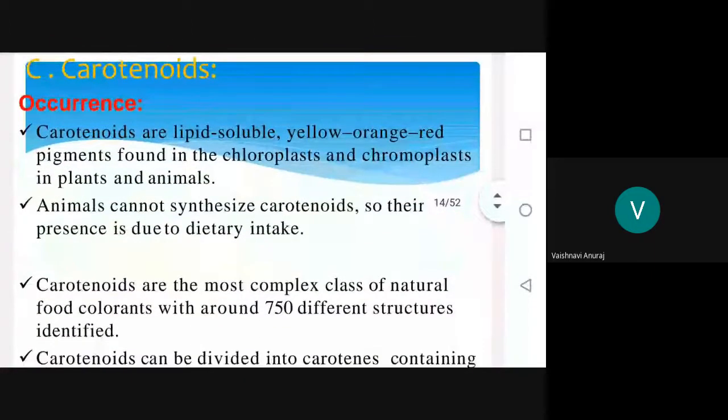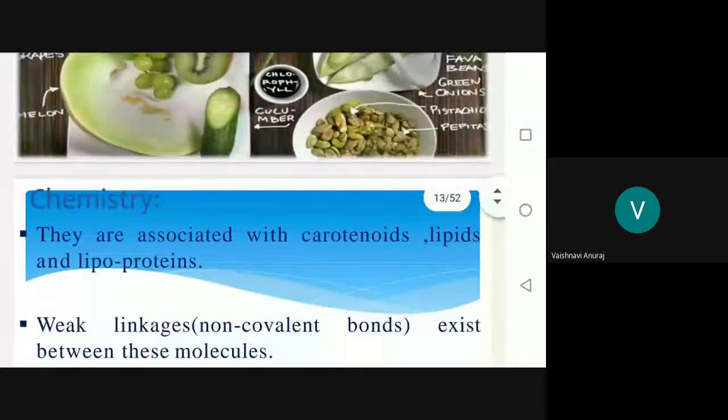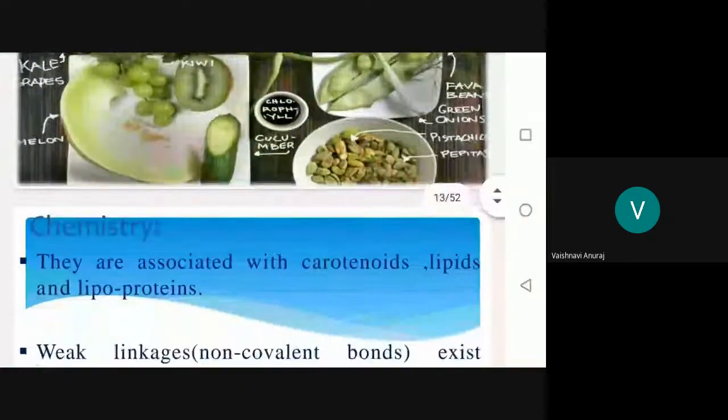Carotenoids. Excuse me, ma'am. Ma'am, yes. What is E number? I'll come with the slide on E number. In that, details are there.